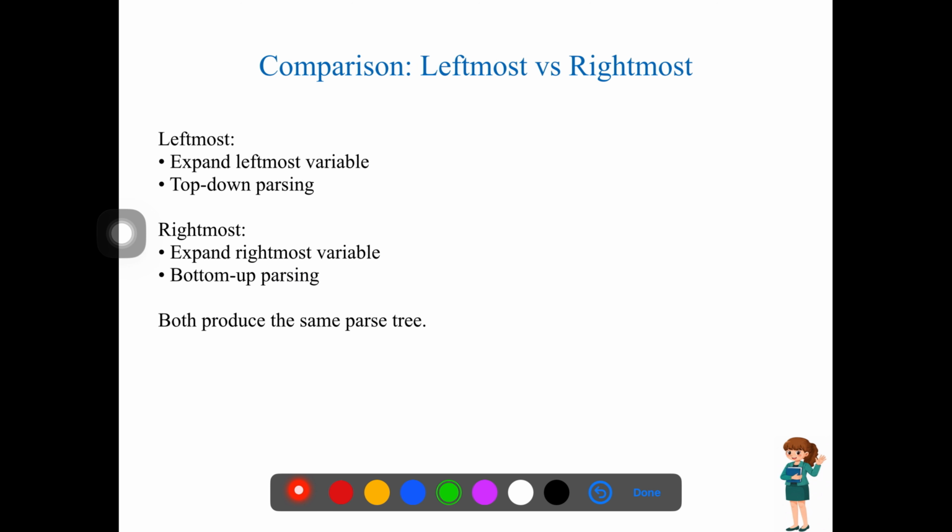The comparison, leftmost versus rightmost. Leftmost expands the leftmost variable. Rightmost expands the rightmost variable. Leftmost is top-down parsing. Rightmost is bottom-up parsing. Both produce the same tree. Hope you guys understood.